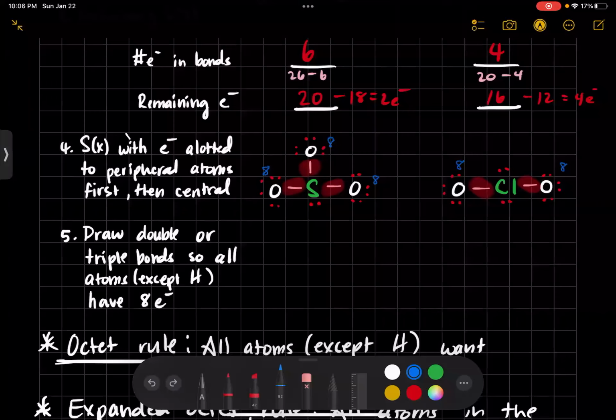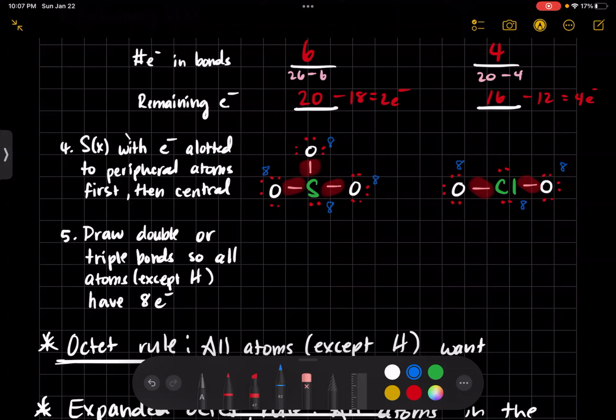How much does sulfur have? Sulfur has 2, 4, 6 electrons in bonds, 6 bonding electrons and 2 non-bonding electrons. So here sulfur also has 8 electrons. Likewise, chlorine here on the left structure has 4 non-bonding electrons and then 4 bonding electrons. So it also has 8 electrons. And we might be tempted to stop and just say, okay, well, all atoms have 8 electrons. Great. Let's leave it there and call it a day.